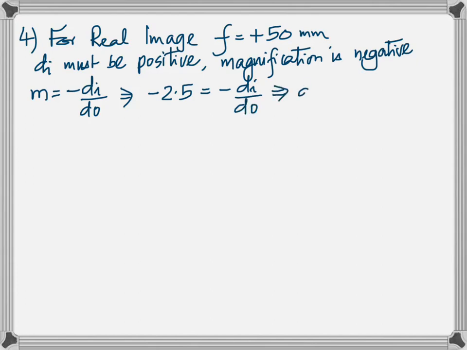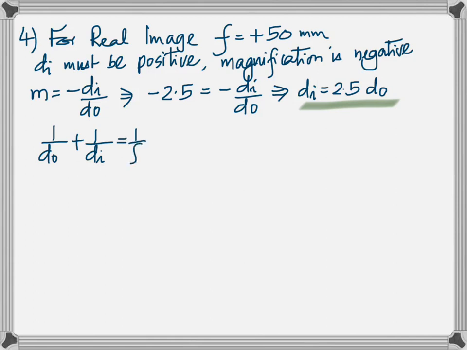Oh, actually it's negative 2. So sorry for that mistake. I've taken it as negative 2.5, and I'm doing it for 2.5. So please change the question to say magnification is 2.5. Okay. So once you get di in terms of do, put it back into the lens equation and find do.